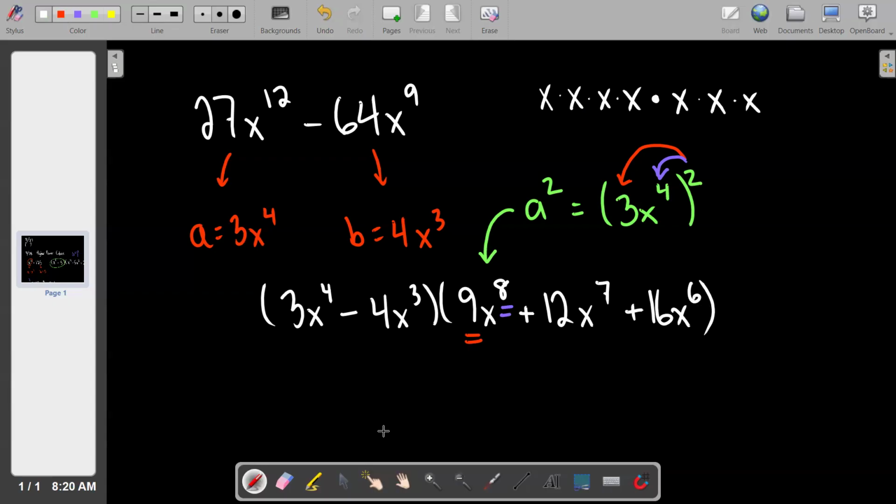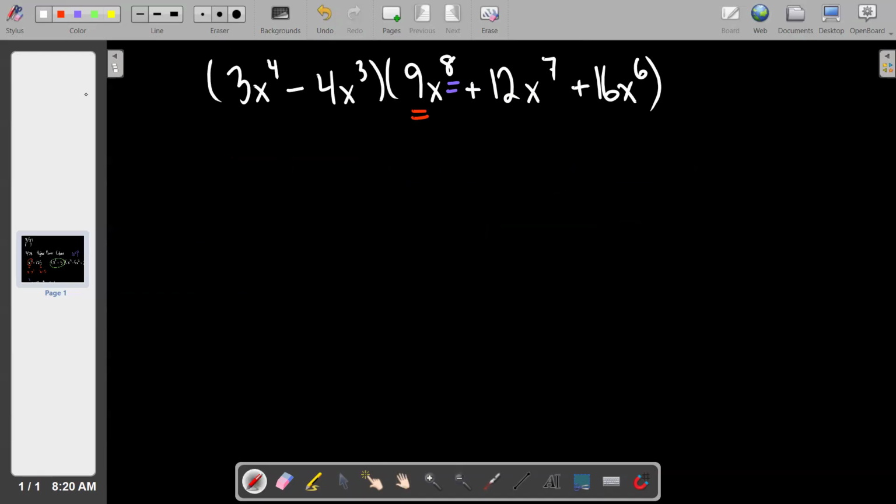Got it? One more. Hopefully it's set into the point where you're starting to feel a little bored. If not, let's hope that the 4th one does the trick. So last one. 1 minus 512 x to the 21st.